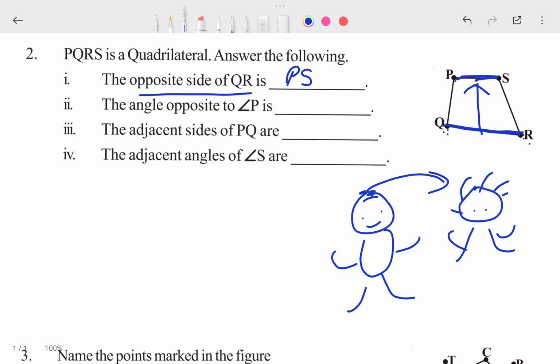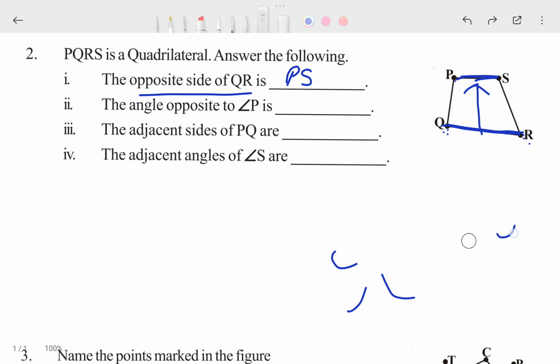This is a line segment, and you can mark it like this, which means line segment only. Now what is next? The opposite angle of P. This is P. What is opposite of P? Just take a straight line here. R is opposite, so R is the opposite angle.